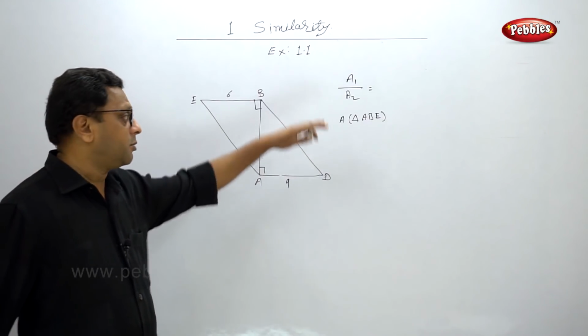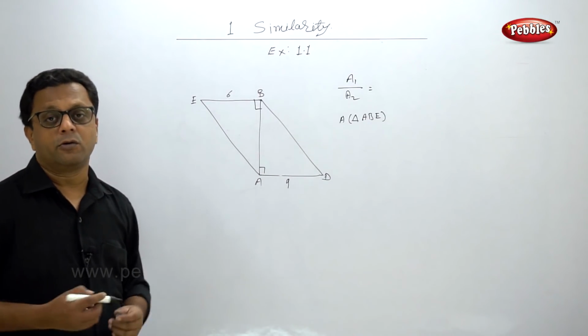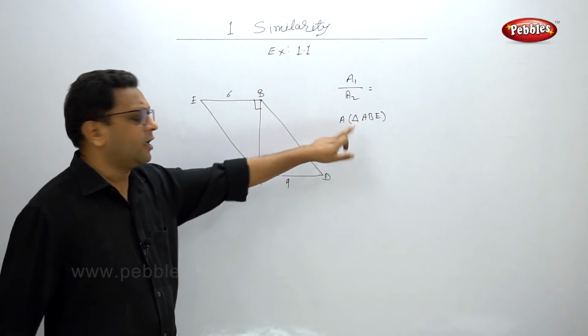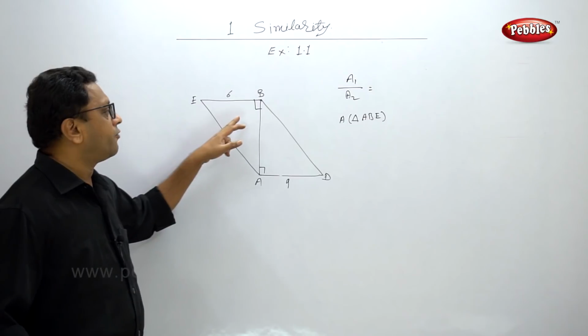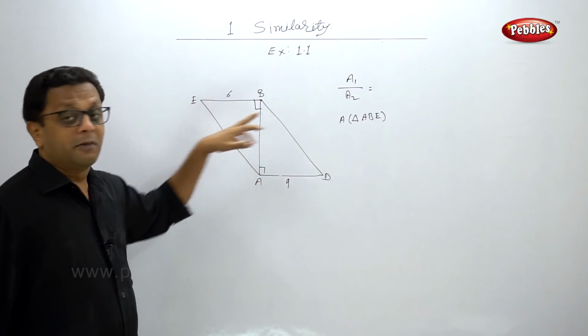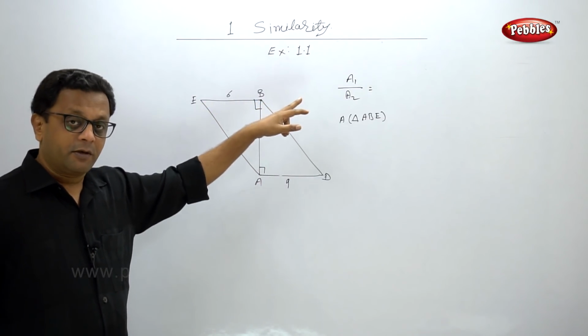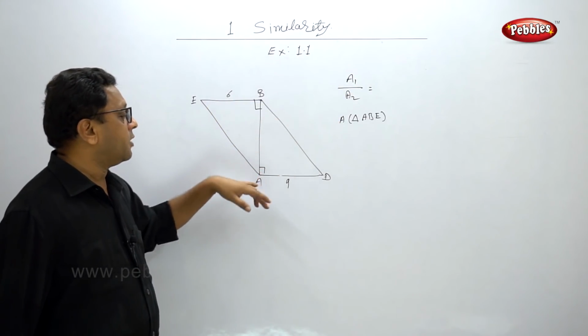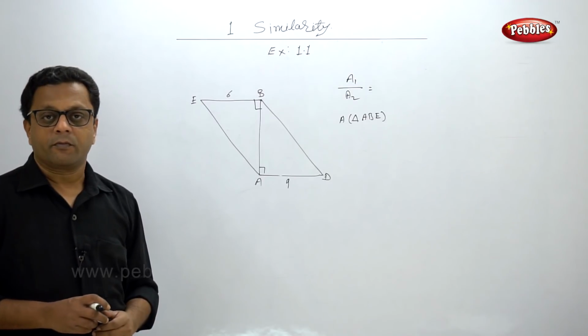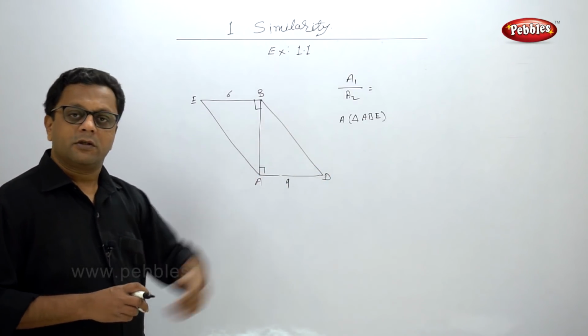But suppose the problem is longer, lengthier, then what will you do? Every time you would have to write this. So instead of that, initially I am declaring the area of triangle ABE. You have to write that statement: let the area of triangle ABE be A1 and the area of triangle ABD be A2. So the ratio is so and so.